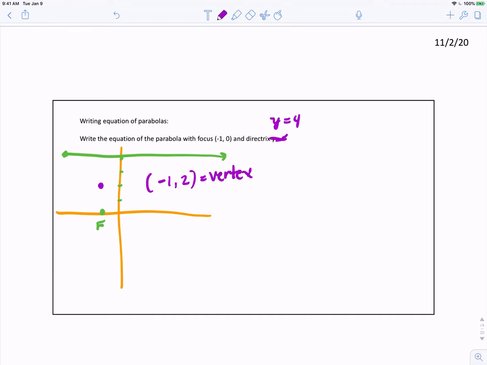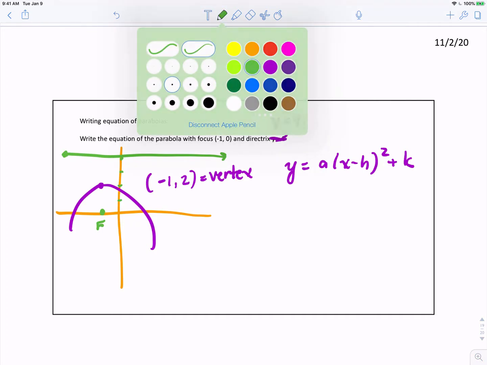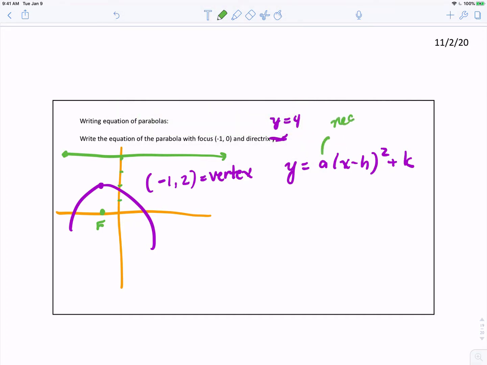And from our picture, we can see that the parabola is going to have that general shape. In other words, it's going to be a y equals parabola. So I'm going to get ready with the formula for a y equals parabola. y is equal to a times (x minus h) squared plus k. And I'm going to write myself a little note to remember that a is going to be negative because the parabola is oriented downward.